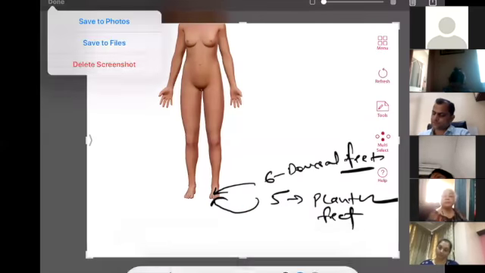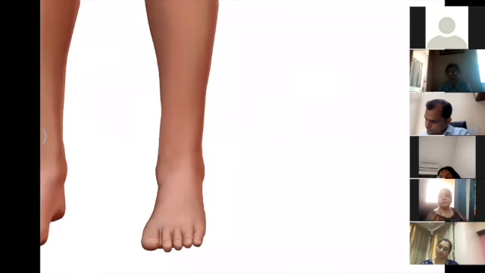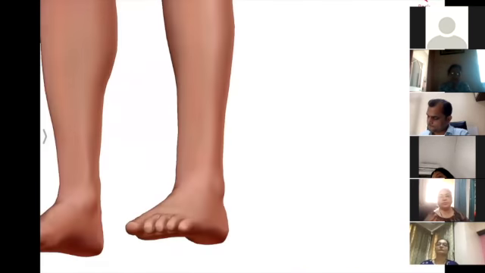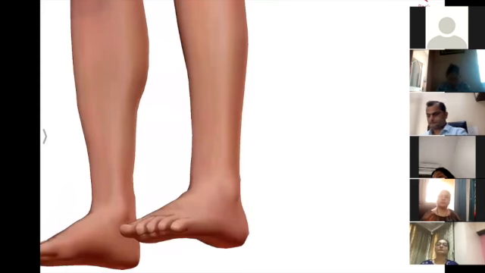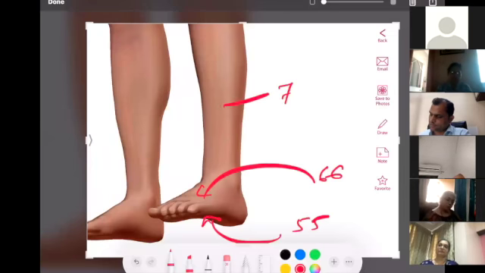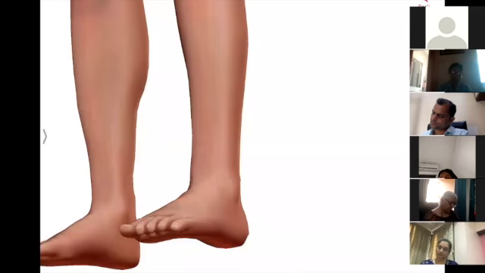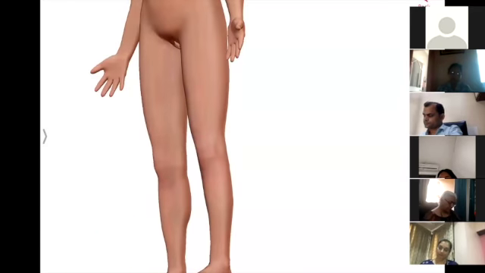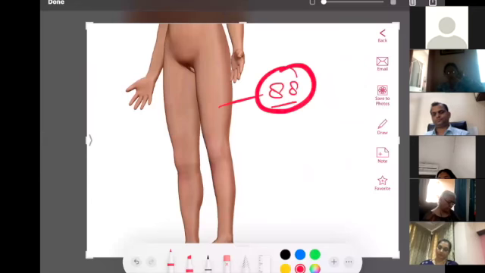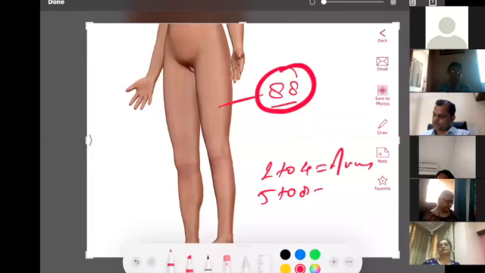So 66 is this part; a point coming here is 66. But a point under the bottom is 55. So points below the foot are 55, dorsal foot 66, lower leg 77. Then a point in the thigh is 88. So 1 to 4 points are available in the arm and 5 to 8 points are available in the legs.